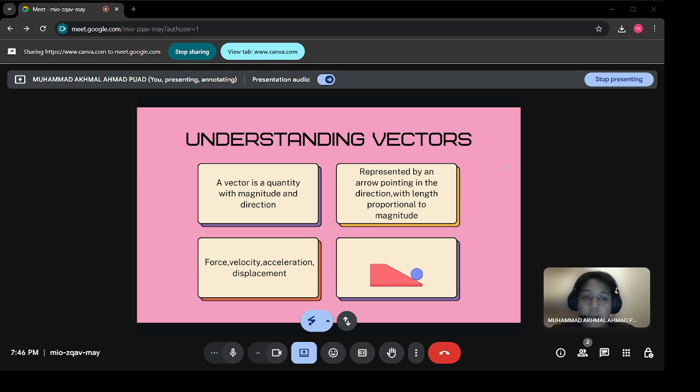So, for you to understand the vector, a vector is a quantity with magnitude and direction. It is very different from a scalar. A vector is represented by an arrow pointing in the direction, with length proportional to magnitude. Examples are force, velocity, acceleration, and displacement.